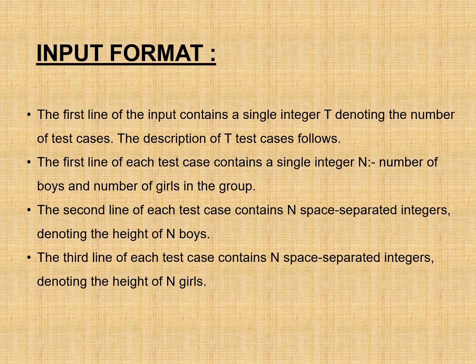We have to form the couples such that the maximum likeliness value over all the couples is minimum. The input format: the first line of the input contains a single integer t denoting the number of test cases. The description of the test cases follows. The first line of each test case contains a single integer n, the number of boys and the number of girls. The second line of each test case contains n space-separated integers denoting the heights of the n boys. The third line of each test case contains n space-separated integers denoting the heights of the n girls.